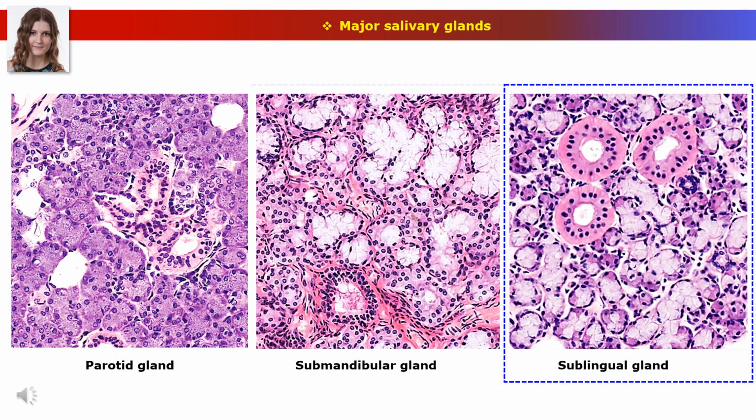The sublingual glands are also branched tubuloacinar mixed glands. They contain three types of secretory portions: serous, mixed, and mucous. Mixed and mucous acini are predominant.